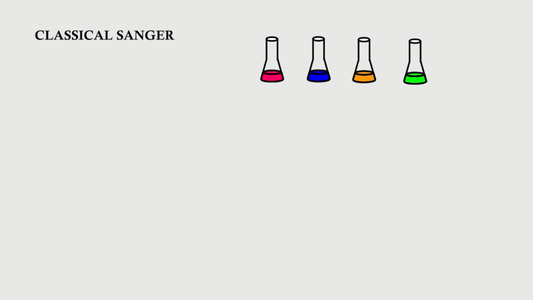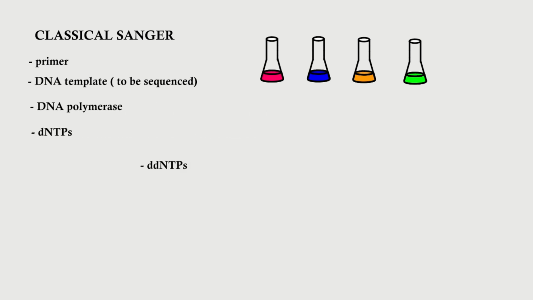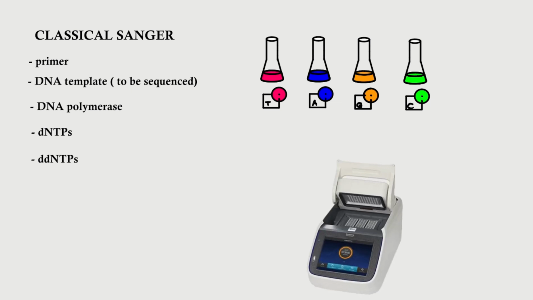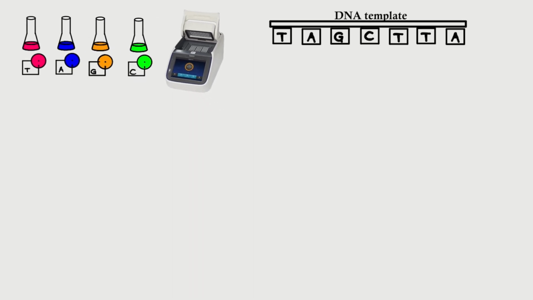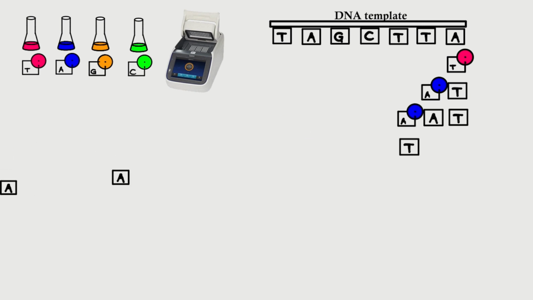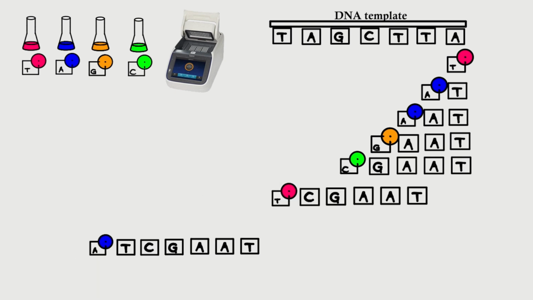In classical Sanger sequencing, Sanger set up 4 different reactions, each having all the basic PCR components, including a primer, DNA template, a polymerase, and dNTPs. He also added ddNTPs in very small amounts. For modern Sanger sequencing, all these reactions are combined and run as a multiplex. The resulting reaction produces extension products of varying length terminated by ddNTPs at the 3' end.